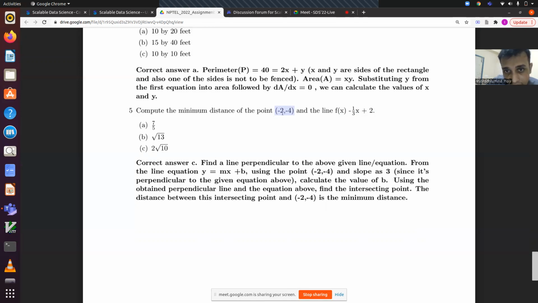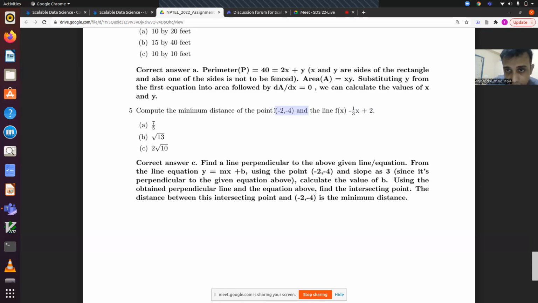We have a comma b and -2 comma -4. How do we compute the slope given two points of a line? y2 minus y1 upon x2 minus x1. Exactly. That gives us b plus 4 by a plus 2 equals 3. It's perpendicular to fx, so m1 m2 equals -1. If this is -1/3, the other needs to be 3, then the product will be -1. So the slope of a comma b and -2, -4 will be 3.